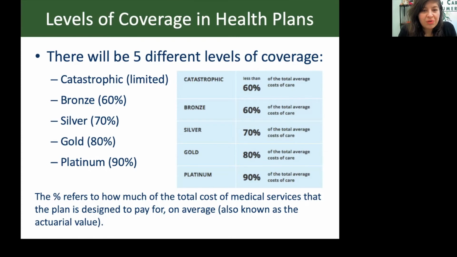So for a silver plan, it will cover about 70% of the total average costs of care for an average person. So the idea is that the higher you go in the metal level, the more comprehensive your coverage will be, the more that their health insurance plan will pay for your medical services. That also means that your premium is most likely to increase as your metal levels increase as well.